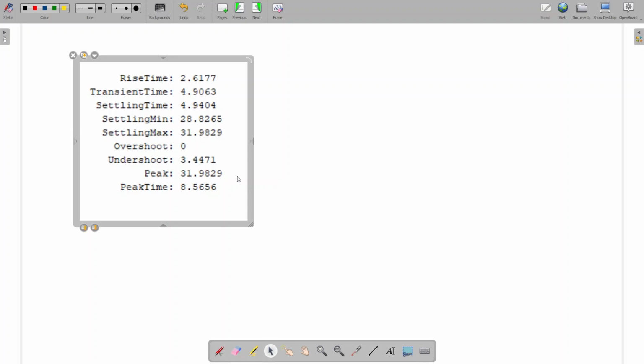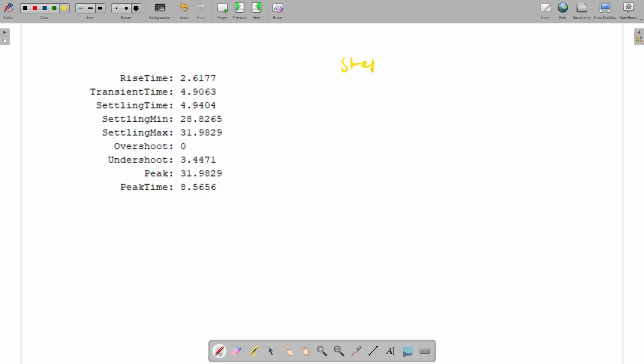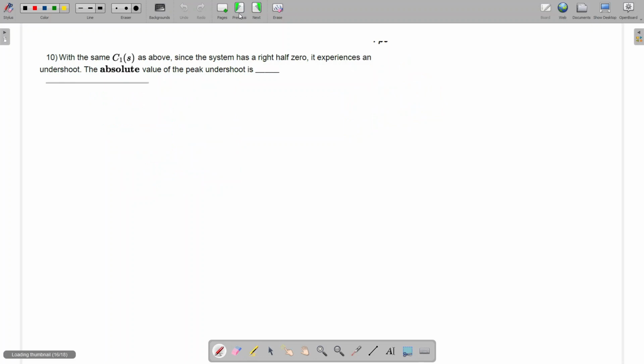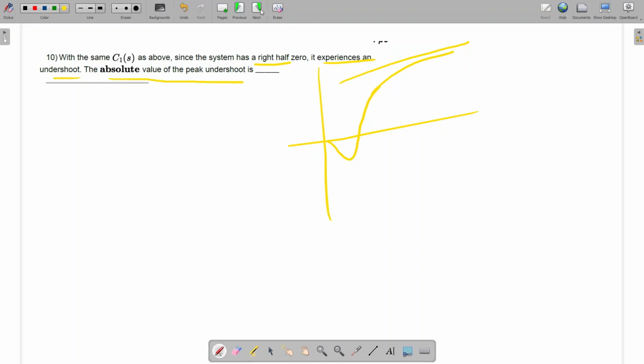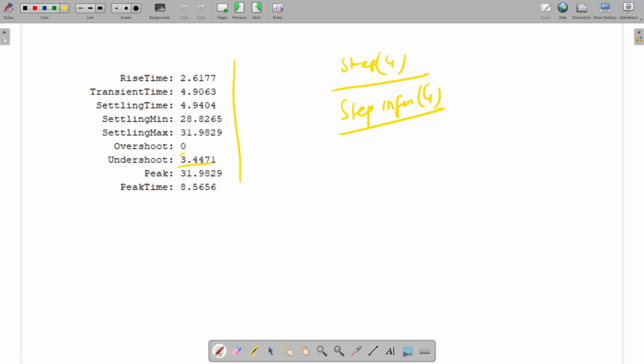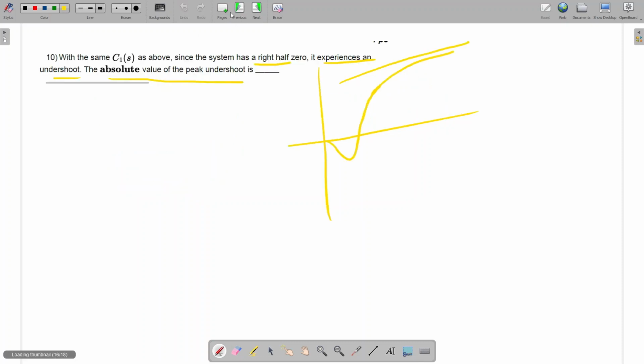So the MATLAB command for this is stepinfo. For a step response we write step G1, step G. If we want information on all the parameters, we use stepinfo. We'll see this value in the command window. So we are seeing the undershoot here; this kind of waveform was coming. Starting, it goes like this, then it comes back and settles. This is happening because of the right half zero. It experiences an undershoot, the absolute value of the peak undershoot. So how much are we getting? 3.4471. But how can we calculate it manually?